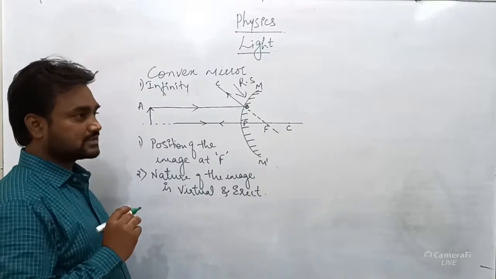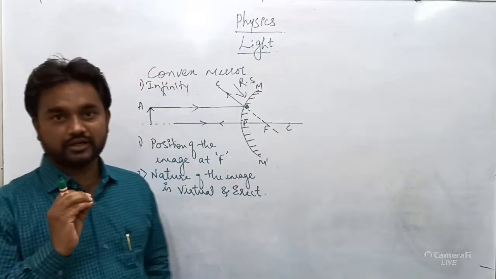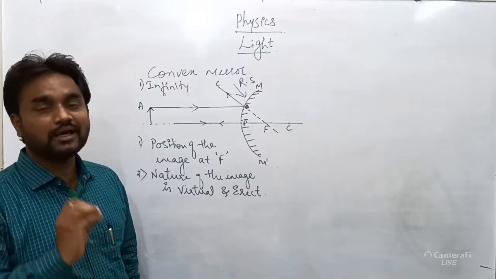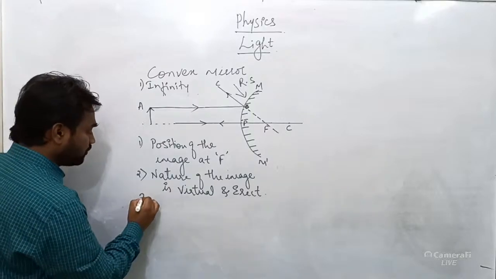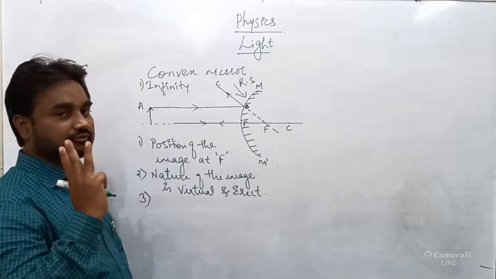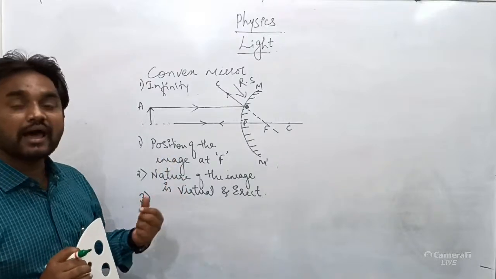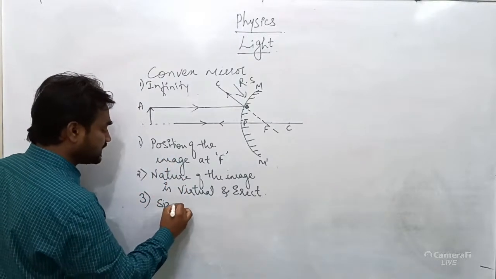And one thing you have to understand here: with a plane mirror and a convex mirror, you will get only virtual images. No real images are formed in the case of a plane mirror and a convex mirror. And now the third one. So three things that we have to always remember are position, nature, and the third one, the size of the image.